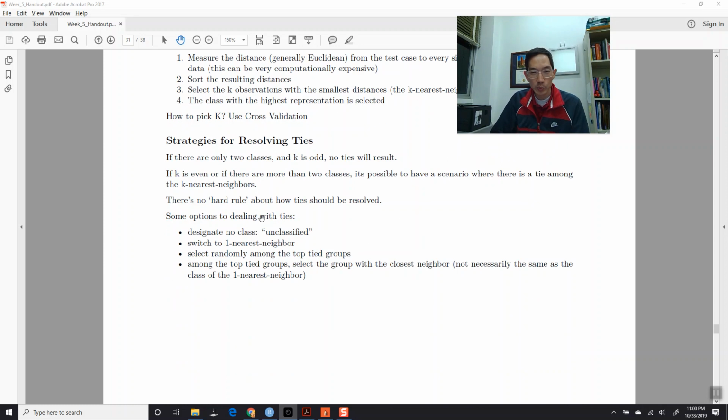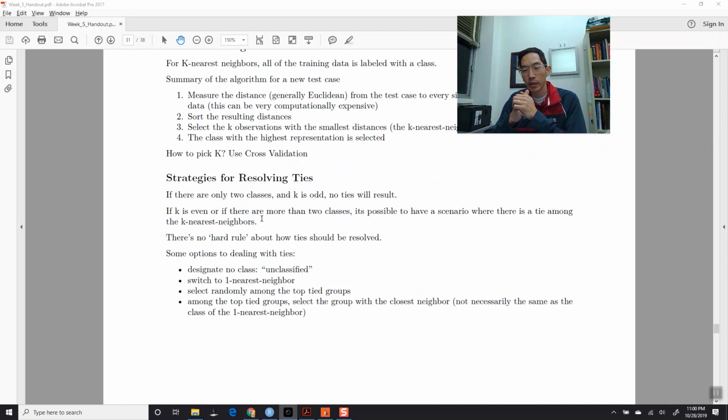There's a situation where you get ties, and if there's only 2 classes, you can avoid this by just choosing an odd k, right? If k is 3, 5, 7, 9, some odd number, there's never going to be a tie if there's only 2 possible classes. But if k is even, you can end up with ties. And if you have more than 2 classes, you can have a tie.